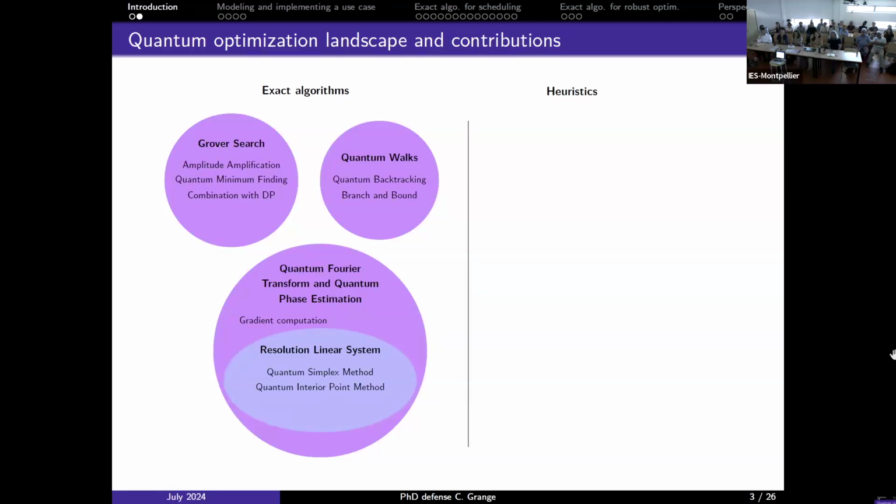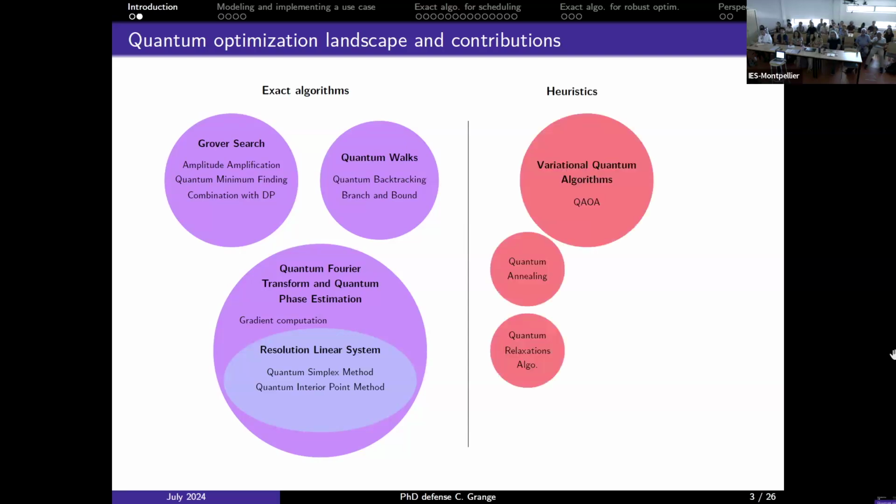We also have another subroutine that is really crucial, which is the quantum walks. It leads to quantum backtracking or quantum branch and bound. Then we have the famous quantum Fourier transform or quantum phase estimation, which leads to gradient computation. Another subroutine that stems from these is the resolution of linear systems, which itself leads to a quantum simplex method or even quantum interior point method. So this was about exact algorithms.